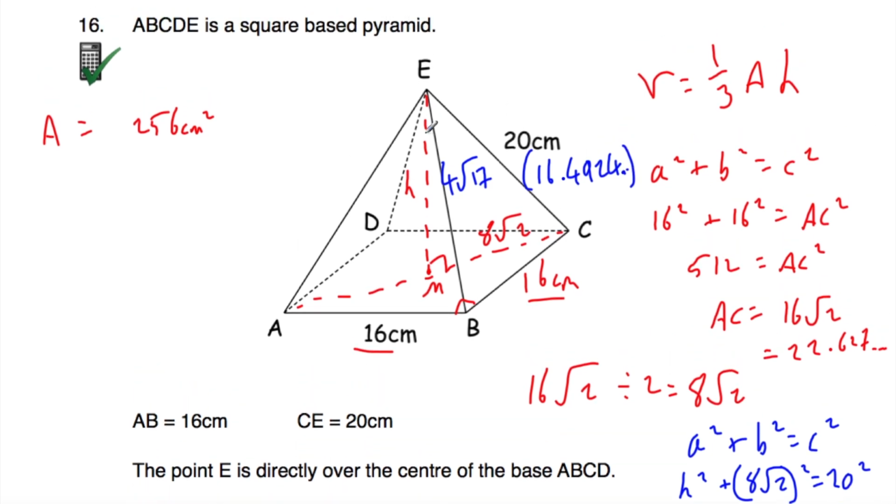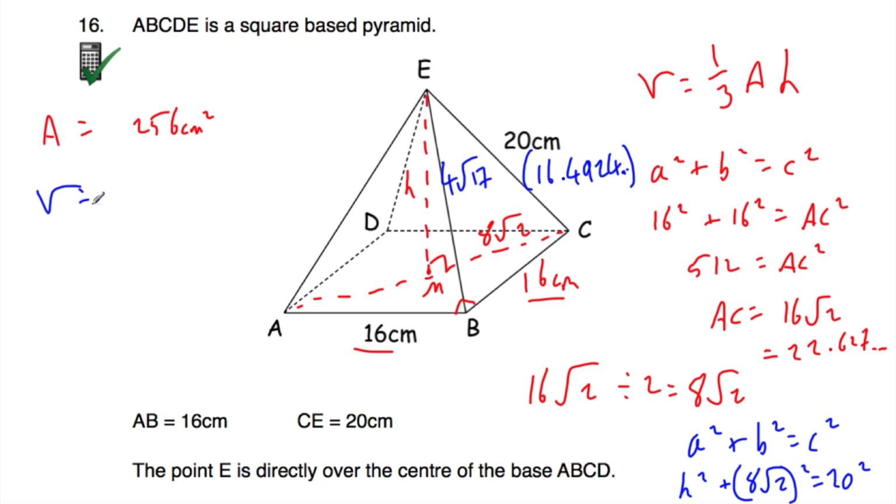We can work out the volume of the pyramid, which is what we're trying to find. We've had to use Pythagoras' theorem twice there. We used it to find the length of the diagonal, AC. We halved it to get MC, and then we used Pythagoras' theorem again to get the height of the pyramid, and that's 4 root 17.